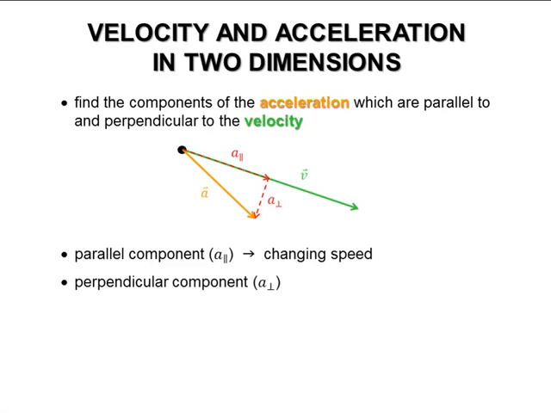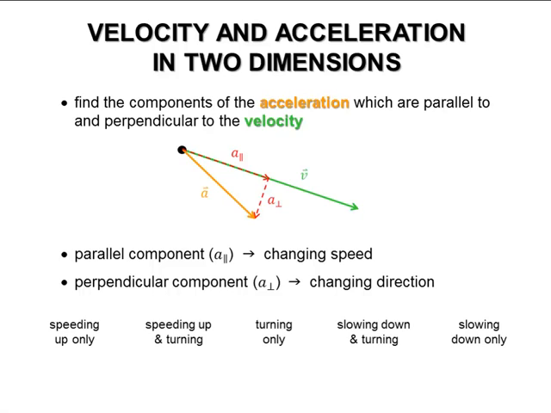The perpendicular component of the acceleration, if there is one, has to do with changes of direction. And so in general, whatever the velocity and the acceleration vectors look like, we can break the acceleration up into components and figure out what's happening to the speed and what's happening to the direction. In particular, these are the 5 possibilities. If something is speeding up only, if we define the angle between the velocity and the acceleration to be theta, then theta will be 0 degrees.